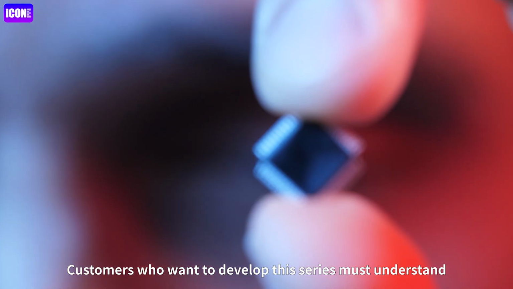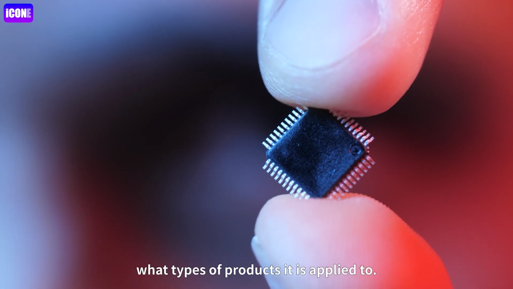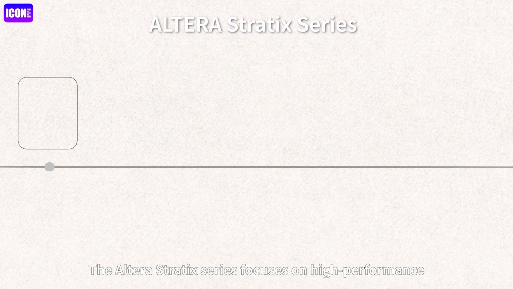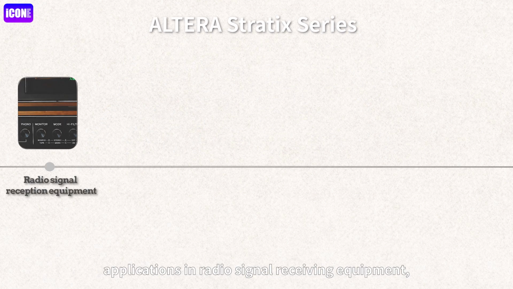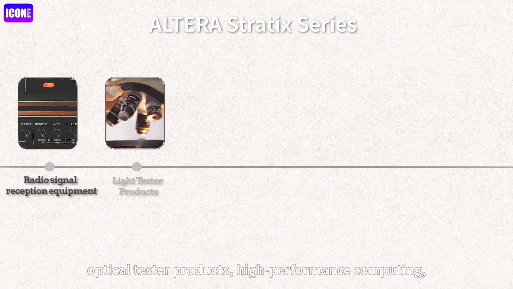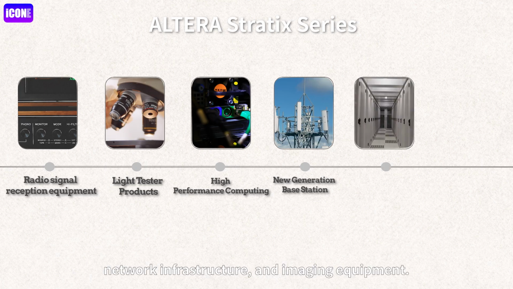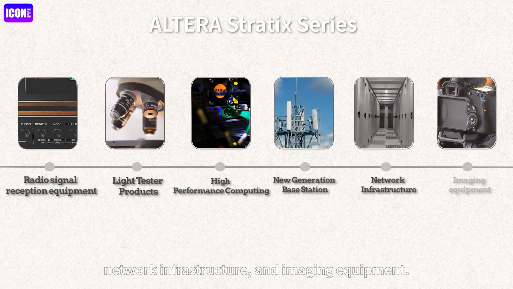Customers who want to develop with this series must understand what types of products it is applied to. The ALTERA Stratix series focuses on high-performance applications in radio signal receiving equipment, optical tester products, high-performance computing, next-generation base stations, network infrastructure, and imaging equipment.